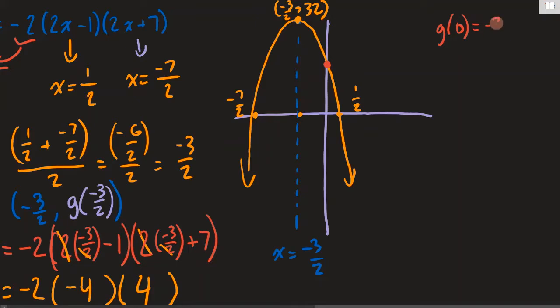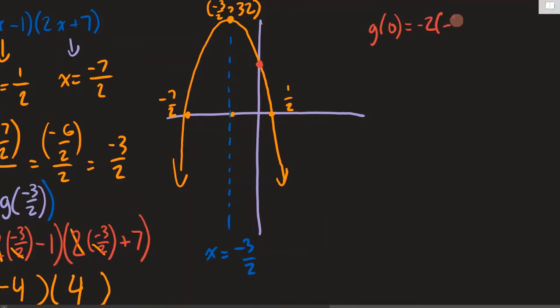So this is going to be -2 times -1 times +7. Negative times negative is positive. 2 times 7 is 14. So there you have it. We've got our x-intercepts, we've got our y-intercept, we've got our vertex from factored form using the 0 property.